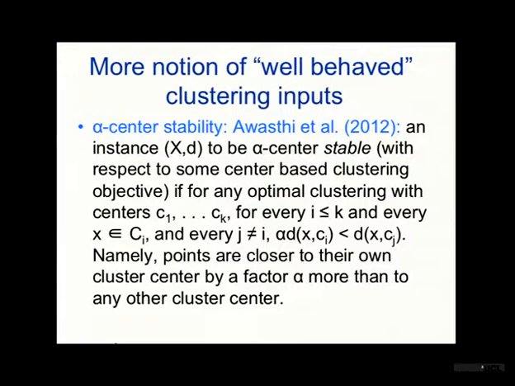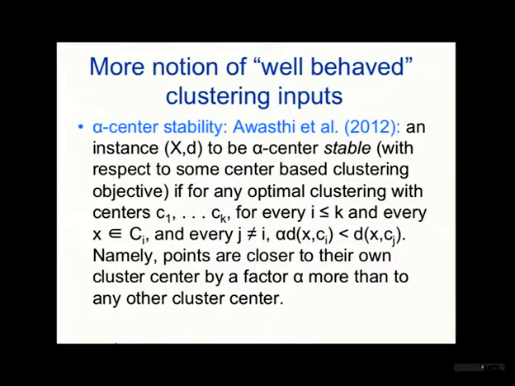And the last one I want to talk about, and this is the key one, is the notion of alpha center stability. So what is alpha center stability? It talks about clustering, k-means or center-based clustering. We say that an instance is alpha center stable if you look at the optimal solution and its centers, every point is closer to its own center more than alpha times its distance to any other center.